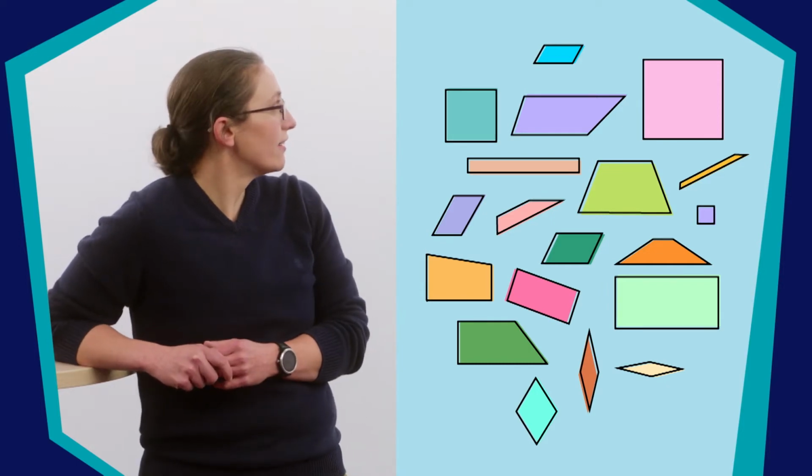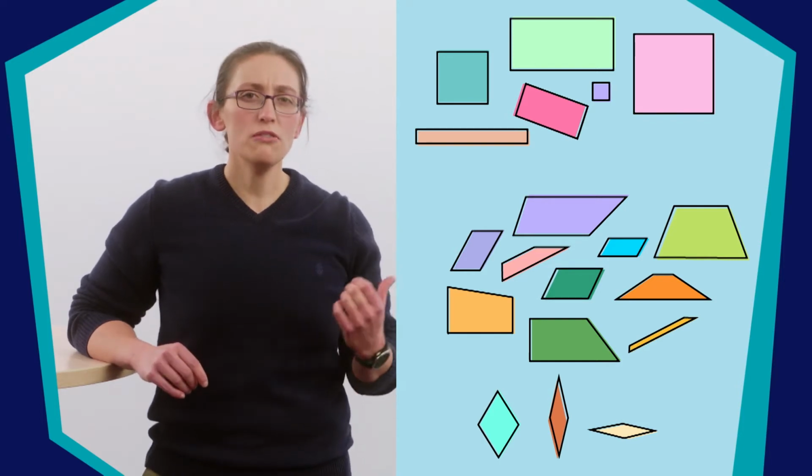So here are a bunch of four-sided figures. Let's take a look and see how we could sort them to figure out what some of them have in common. Go ahead and take a look. What do you notice about the different side lengths? Do you notice anything about the angles?